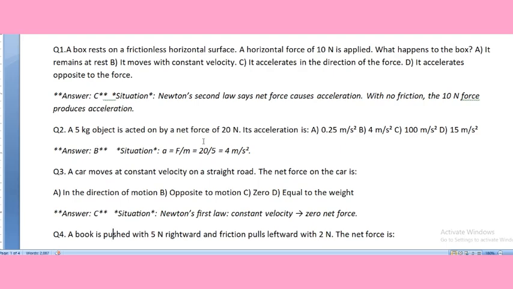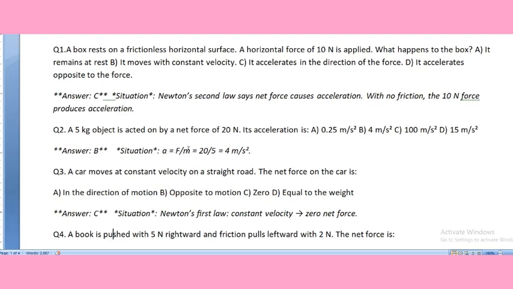Question number 2 says that a 5 kilogram object is acted on by a net force of 20 Newton. The acceleration is A, 0.25 meter per second, B, 4 meter per second squared, C, 100 meter per second squared, D, 15 meter per second squared. According to Newton's second law of motion, if a given force is applied and that force is unbalanced, it accelerates in the direction of the applied force. So the correct answer is B.